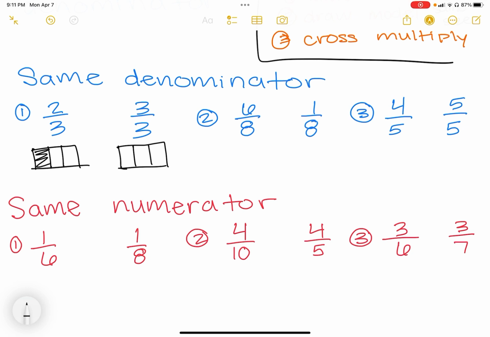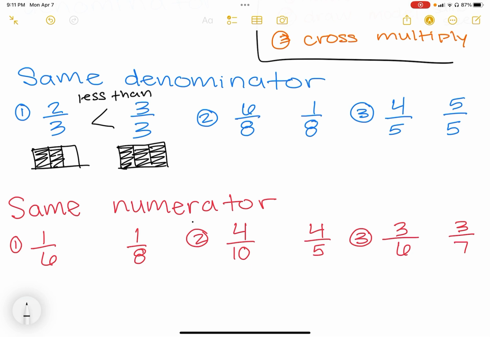So I'm going to shade 2/3 over here, and I'm going to shade 3/3 over here. Which model has more shaded in? Hopefully you're saying 3/3, so my symbol is going to go this way. So we would read this as 2/3 is less than 3/3. All right? I want you to try these other two on your own.